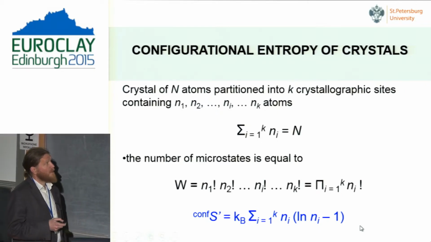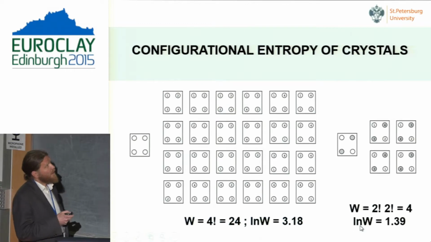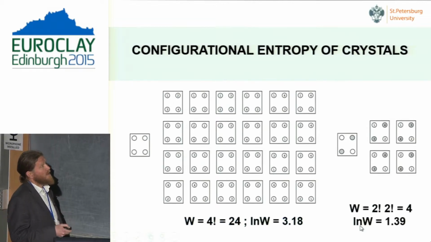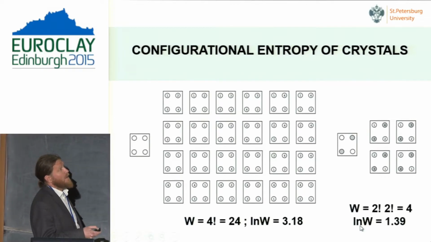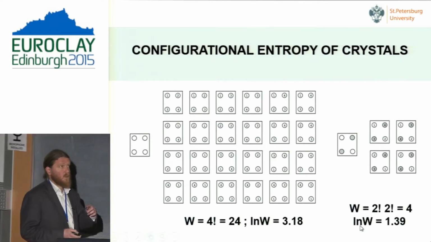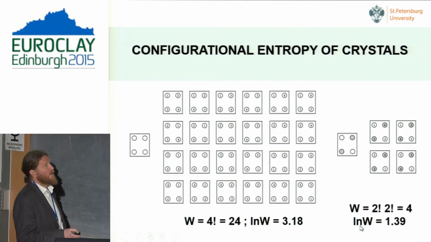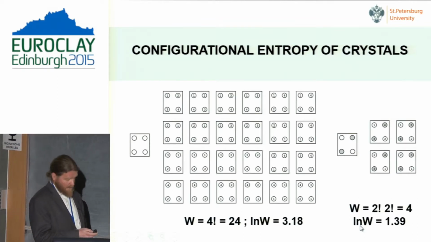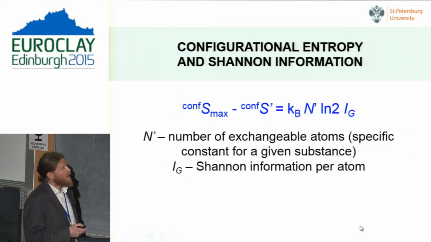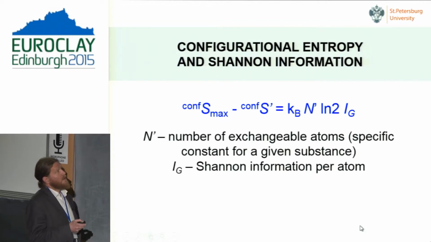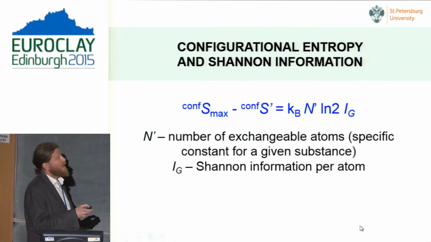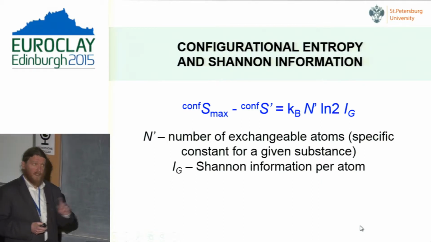And then the number of microstates is equal to this equation. You can easily see this. For example, if you have a crystal consisting of 4 atoms, and all 4 atoms are equivalent, then the number of possible permutations is 24. So this is 4 factorial. And if these 4 atoms are split into two crystallographic orbits, each consisting of 2 atoms, then the number of possible permutations is equal to 4. So the difference is 6. So it's a really large difference. And just using some simple mathematical procedures, we can calculate the possible maximal configurational entropy, and this is the configurational entropy in the case when not all atoms are equivalent.